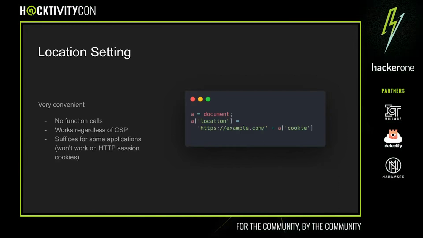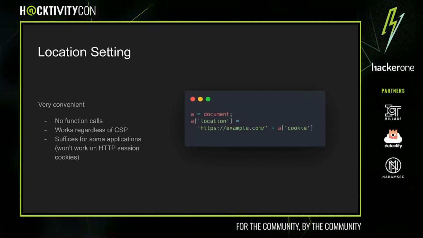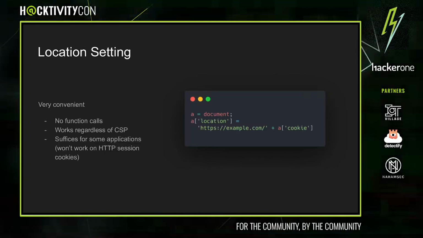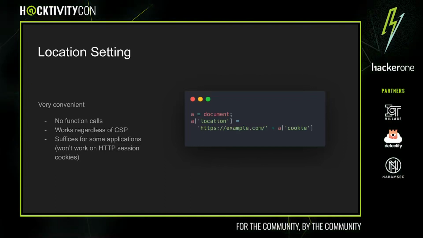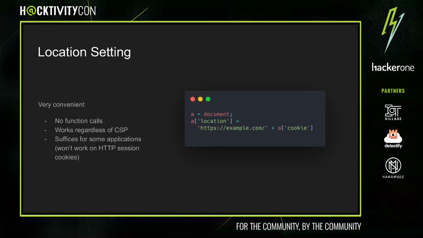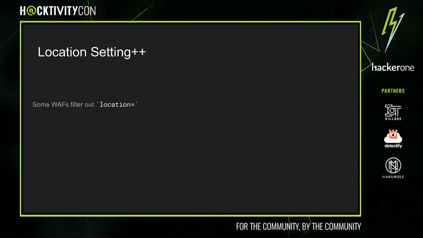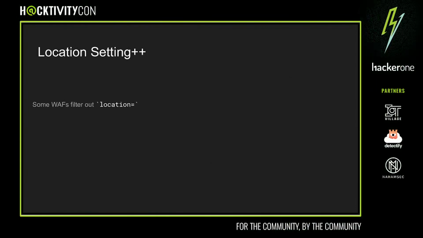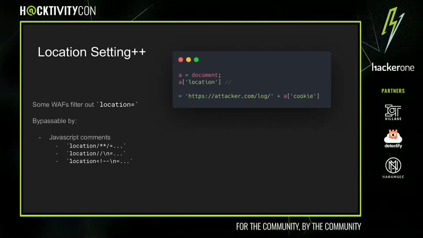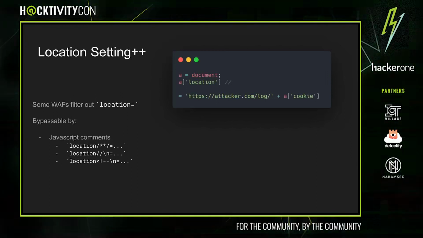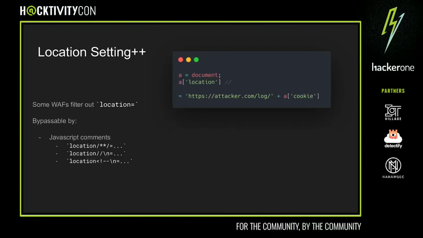The primary disadvantage is that this won't work for applications with HTTP-only session cookies. Regardless, cookie exfiltration is usually good enough to demonstrate impact. Certain WAFs will block direct assignment to special variables like location. However, there are some pretty clever ways to bypass this filter. For one, you can insert arbitrary comments between location and the assignment operator. Alternatively, you can abuse a lack of semicolons to place the rest of an assignment expression after a new line.